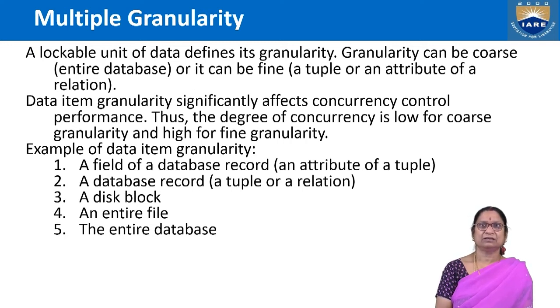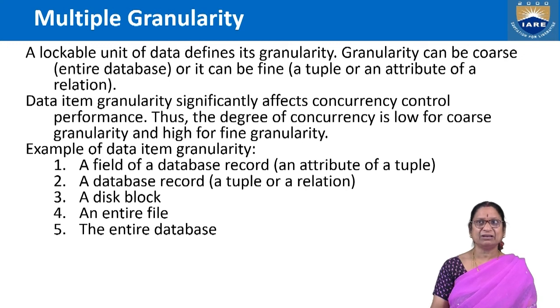A lock table consists of units of data that define its granularity. Coarse granularity means the higher level, where the entire database can be considered. Or it can be fine, that is at a lower level: tuple level, attribute level, sometimes relation level. The data item granularity significantly affects concurrency control performance. Why? Because at a higher level, if you put an exclusive lock, all its sub items are held, so no other transaction can access the entire structure.